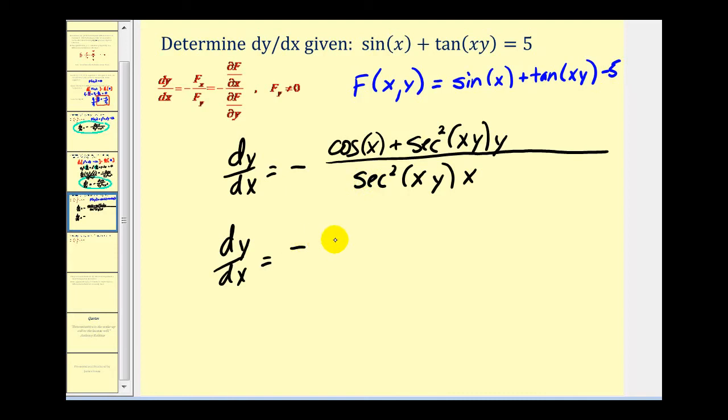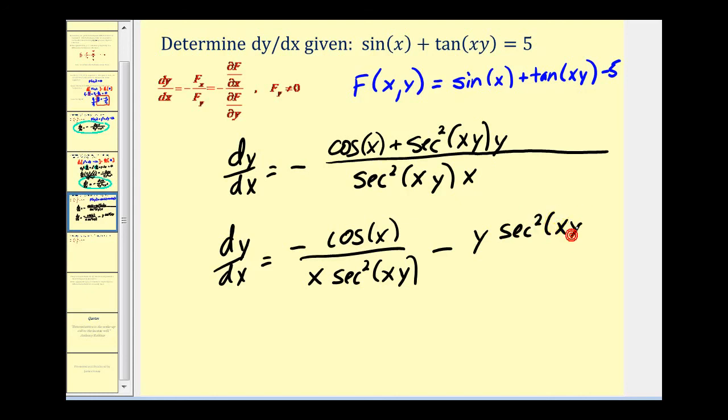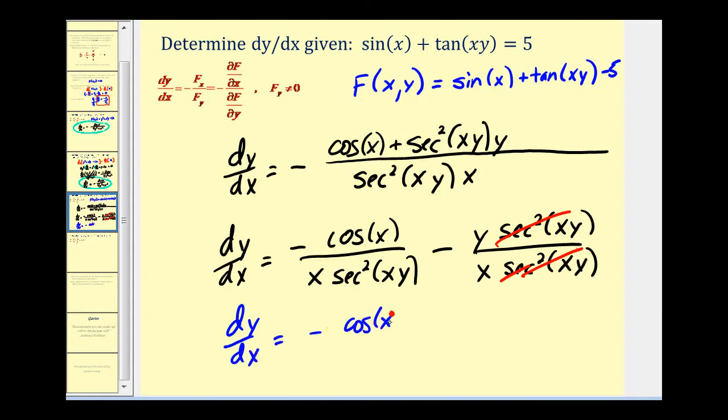First fraction would be negative cosine x all over x secant squared xy. Now for the next fraction, be careful of this negative sign here. The entire fraction is negative, so we'd have minus y secant squared xy all over x secant squared xy. So this part does simplify. So our final derivative would be negative cosine x over x secant squared xy. This would just be minus y over x.